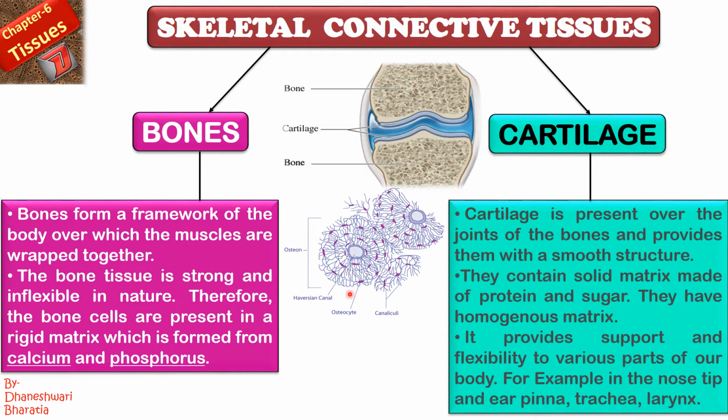It may be possible that the Haversian canal is present in the bones. Here you can see a cross section of a bone, and in the center this circle part is the Haversian canal. Just remember that thing, nothing else. Okay.